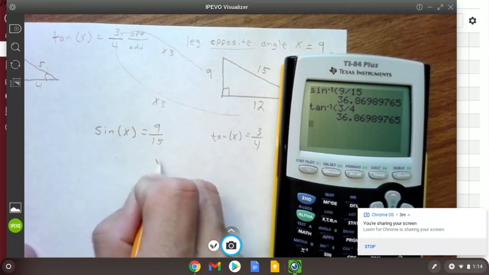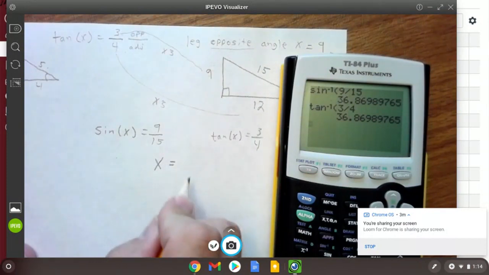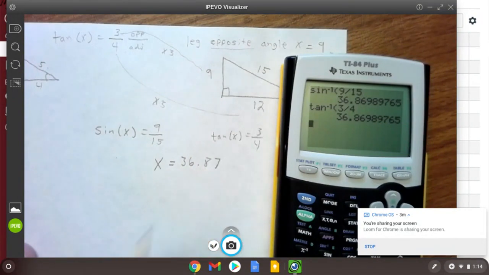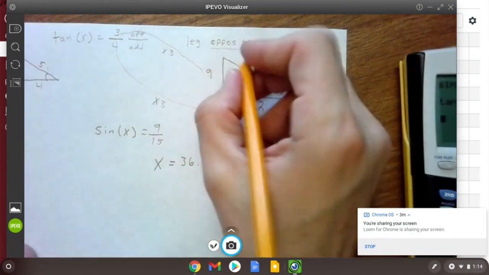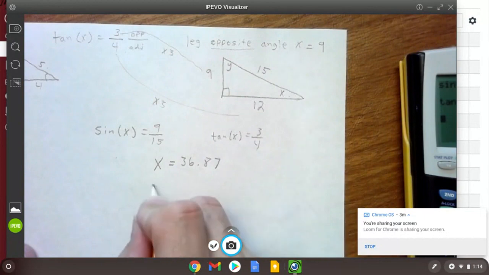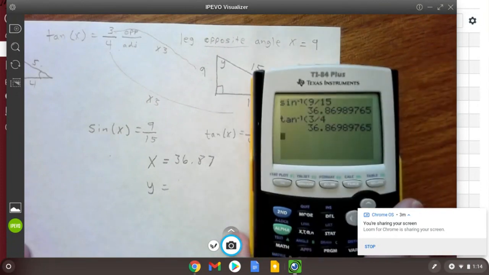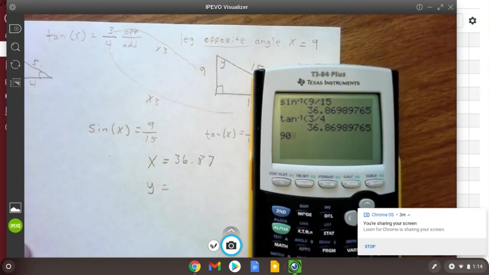So either way, x is equal to 36.87. And then this other missing angle over here, that's just going to be 90 minus angle x here. So 90 minus 36.87, you get 53.13 again.